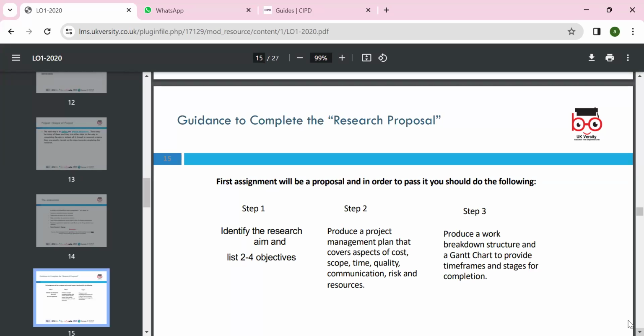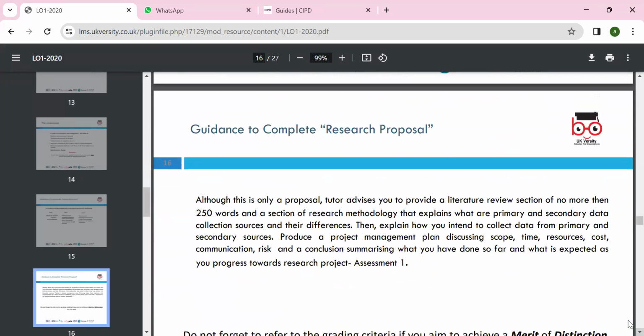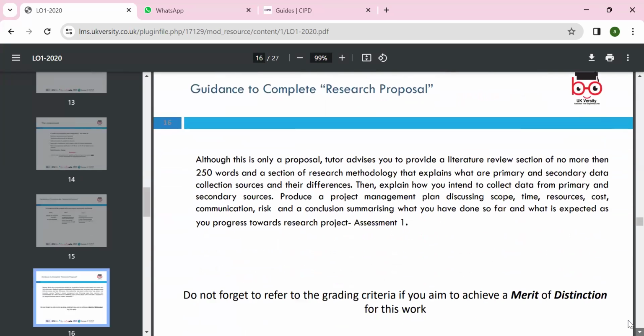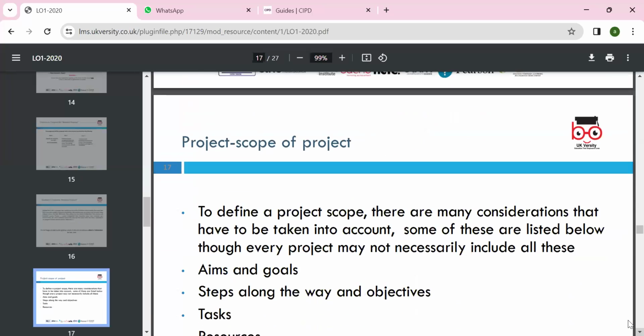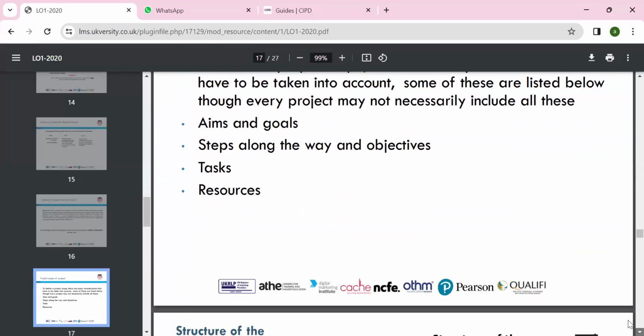Yes, the time, cost, quality, and qualification, and produce the work breakdown structure, Gantt chart, and objective of the project, whatever research we're doing. Okay. The proposal tutor will provide guidance and literature, and we'll discuss the scope and the distinction criteria. So project scope: I define the project scope, the considerations you will take into account, and some of these are listed: the key project aims, goals, steps, tasks, and resources that will be required.